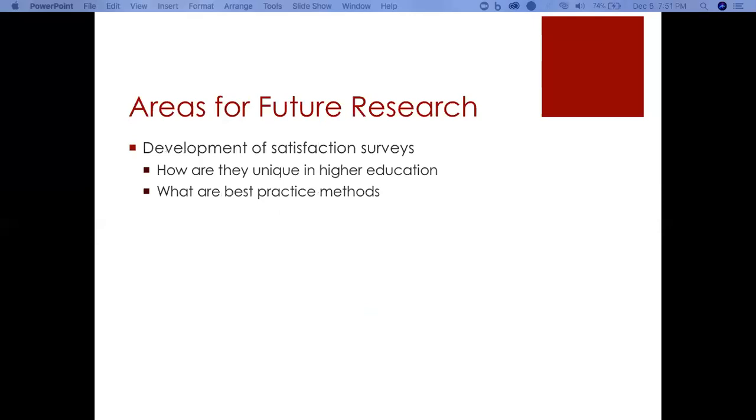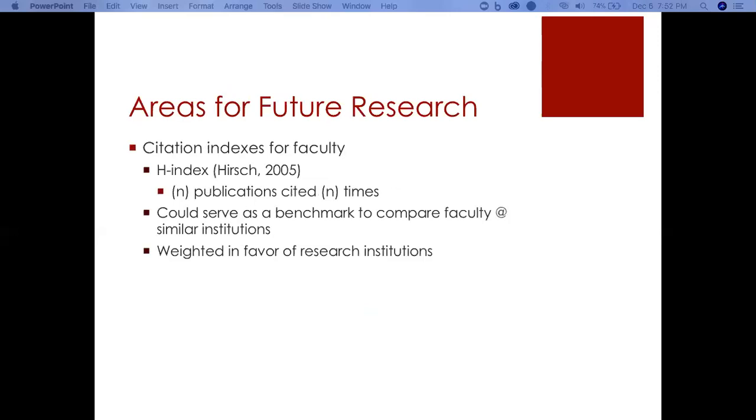Also, just the overall development of satisfaction surveys is of interest to me, probably because in my work, I'm currently involved with a group developing a satisfaction survey. And so, as we discussed in our online discussion a few weeks ago, curiosity and interest is really a good starting point for developing a research agenda. So this is an area that I may want to consider in the future.